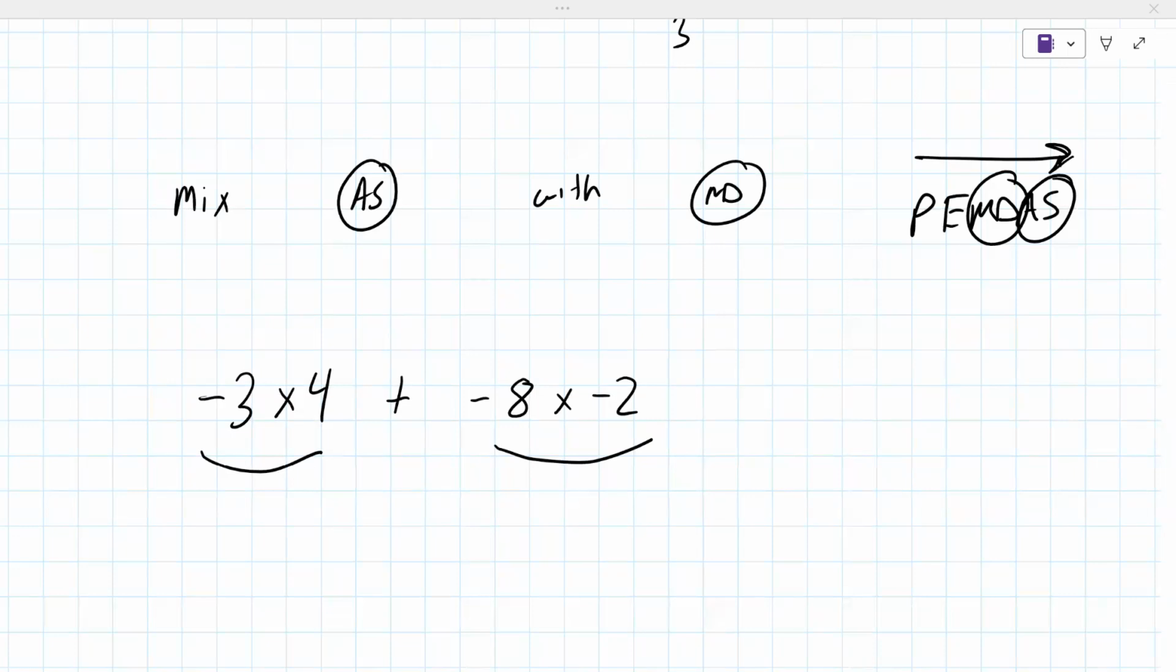-3 times 4 is -12, plus the second answer is +16. Okay, and keep going. What is -12 plus 16? Let me do this real quick.